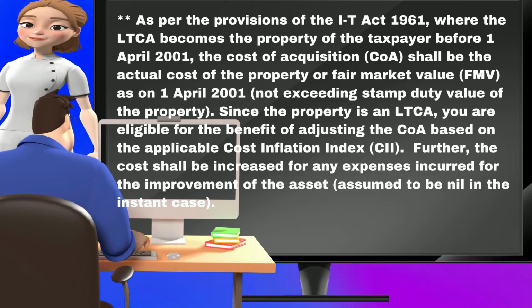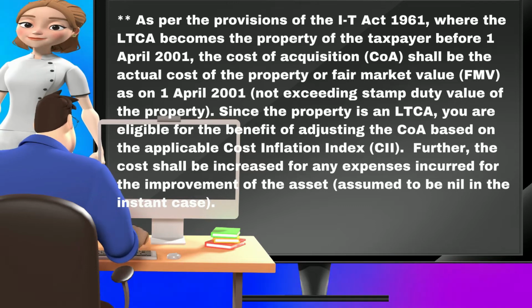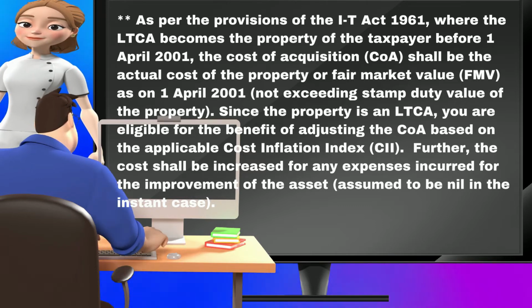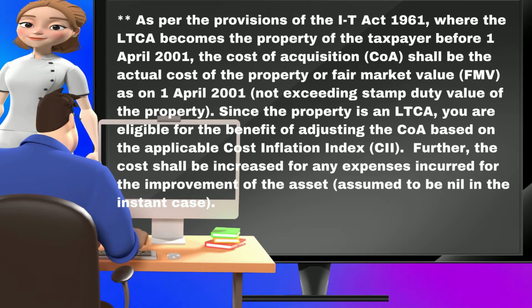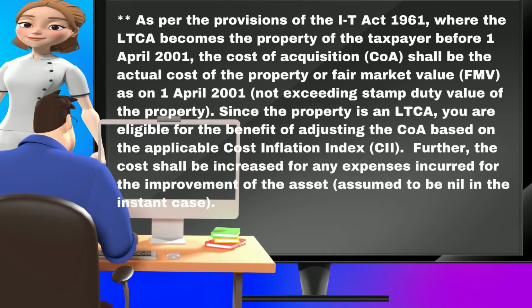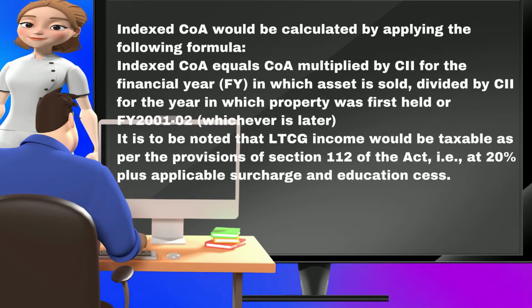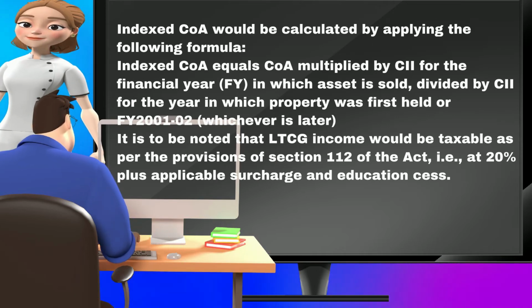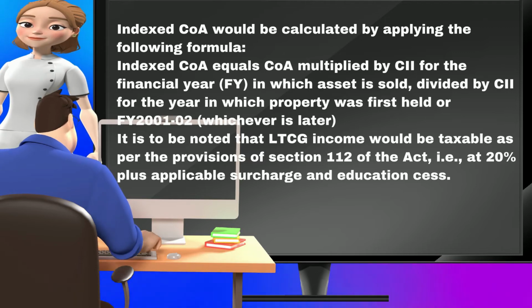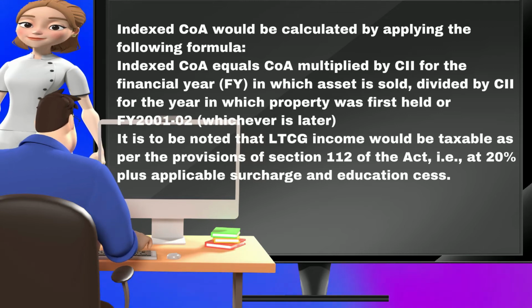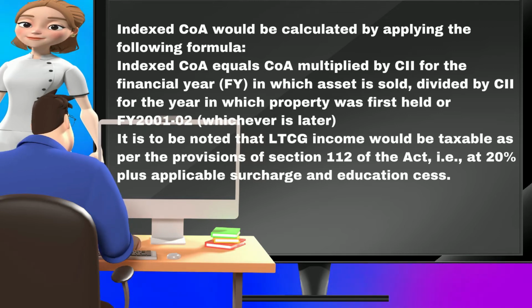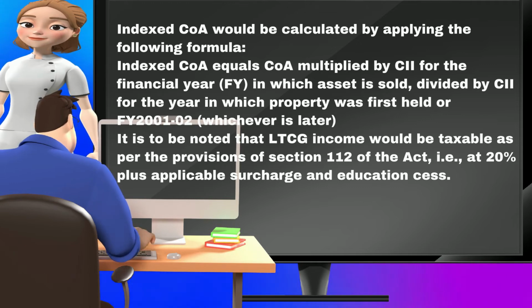Since the property is an LTCA, you are eligible for the benefit of adjusting the COA based on the applicable cost inflation index (CII). Further, the cost shall be increased for any expenses incurred for the improvement of the asset, assumed to be nil in the instant case. Indexed COA would be calculated by applying the following formula. Indexed COA equals COA multiplied by CII for the financial year in which asset is sold, divided by CII for the year in which property was first held, or financial year 2001-02, whichever is later.